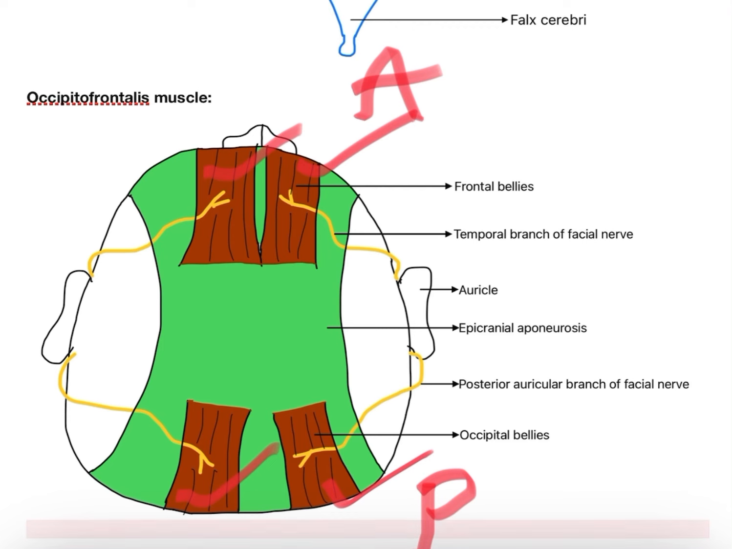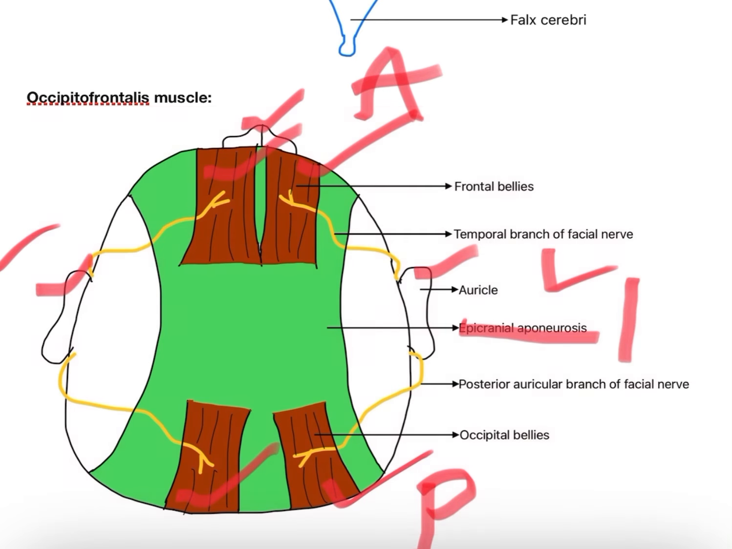If we see, this is the nose, so it is anterior, this is posterior. These two are ears, so those are present laterally. So frontal bellies are present anteriorly, occipital bellies are present posteriorly. The green color one is aponeurosis. The aponeurosis here is known as epicranial aponeurosis, or it is also known as Galea aponeurotica.